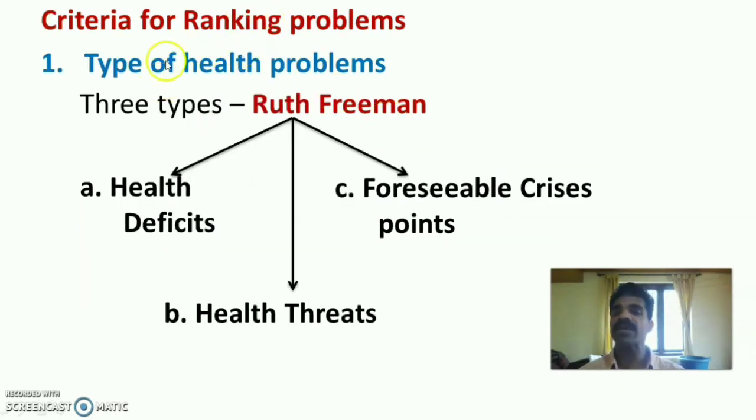As we have already discussed the type of the health problem, according to Ruth Freeman, problems can be divided into health deficits, health threats, and foreseeable crisis points or foreseeable stress. So this we have already discussed in detail. So the ranking will be given according to the type of the problem, whether it belongs to health deficit, whether it belongs to health threat, or whether it is a foreseeable crisis of the family.